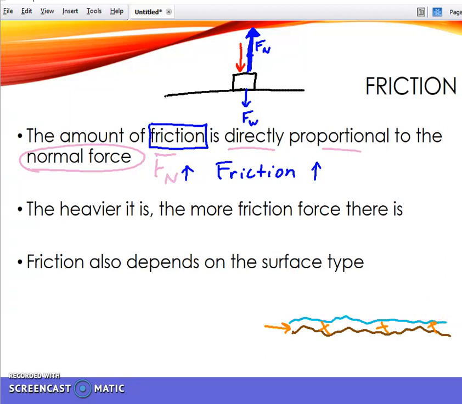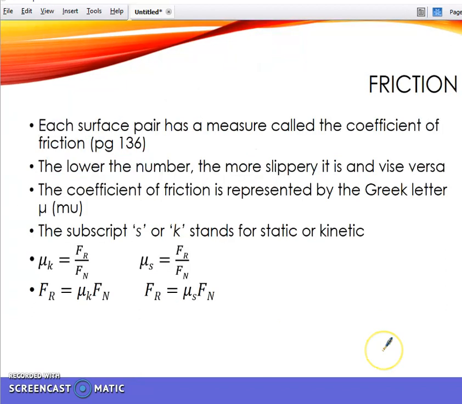So let's move ahead. Next slide. Each surface pair, glass and wood, rubber and asphalt for tires, sneakers and tile floor, all of these pairs have a measure called the coefficient of friction. All right, let me highlight that a little bit more. Coefficient of friction.